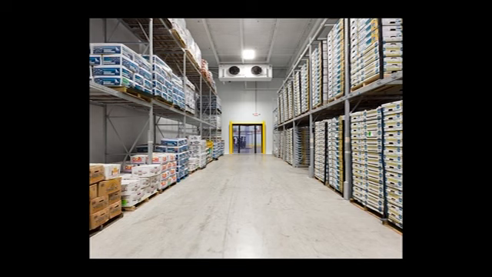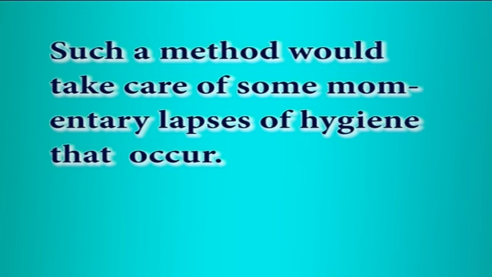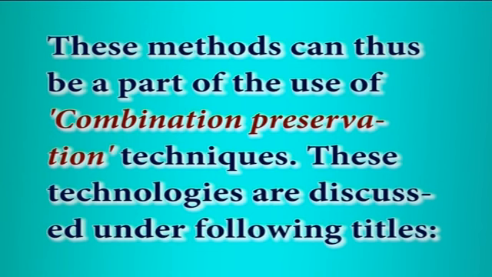A major reduction in the contaminating organisms will also be achieved if new technologies which can efficiently control the foodborne organisms are employed. It is achieved by not allowing the organism of concern to enter the food industry or the catering establishments. Such a method would take care of some of the momentary losses of hygiene that occur. However, any major method to slow down or prevent the growth of microorganisms in food has to be achieved. New methods need to be designed. These methods can thus be a part of the use of combined technology or combined preservation techniques.